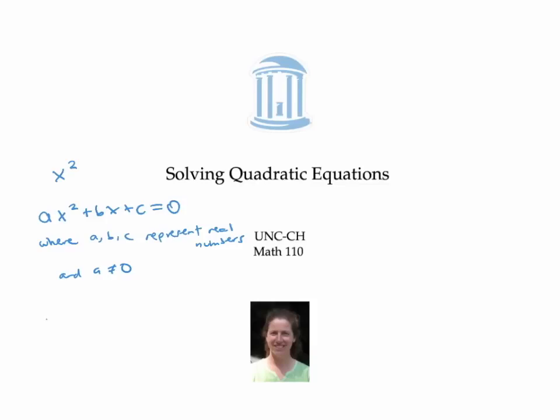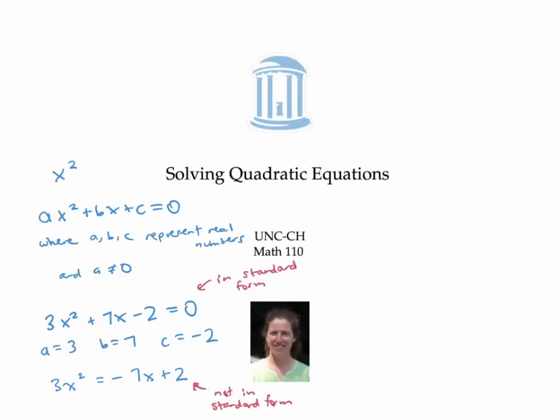Let me give you an example. 3x squared plus 7x minus 2 equals 0 is a quadratic equation in standard form. Here a is 3, b is 7, and c is minus 2. The equation 3x squared equals minus 7x plus 2 is also a quadratic equation. It's just not in standard form. The key steps to solving quadratic equations are usually to write the equation in standard form and then either factor it or use the quadratic formula, which I'll show you later in this video.